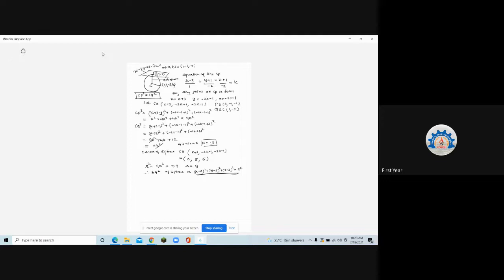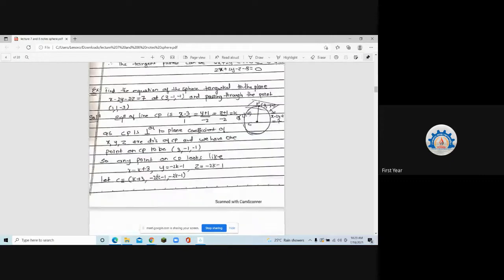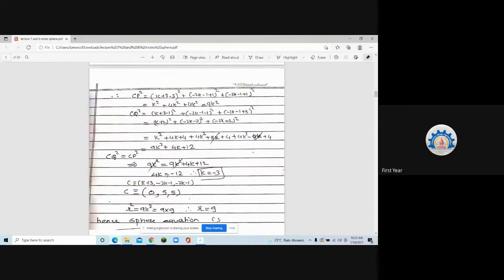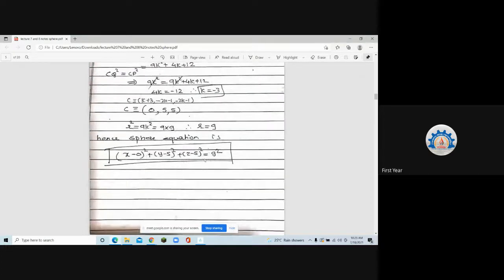Clear, everyone? Yes, ma'am. Okay, if there is any doubt, ask, because these are the concepts which will be asked in your MCQ in parts. They'll ask you what is the equation of line CP. Given the equation of line CP, what is K? Given the value of K, what is the equation of the sphere? These are the three parts that can be asked for your MCQ question. So that's it. Same question, and that's your center, that's your radius.